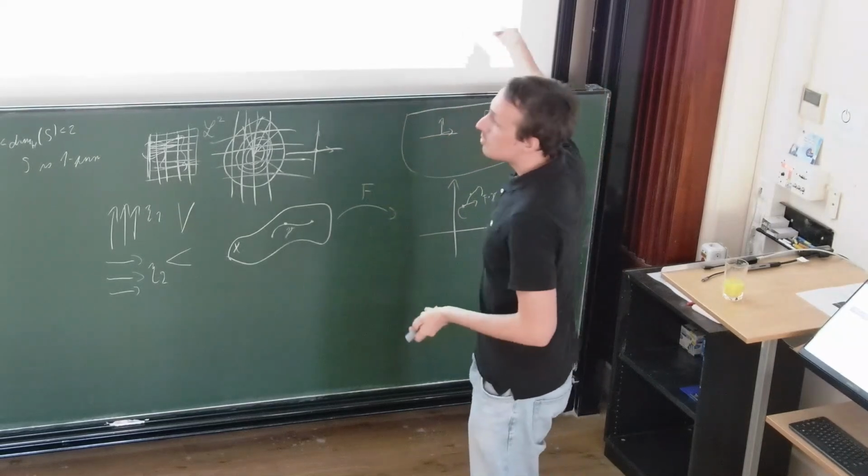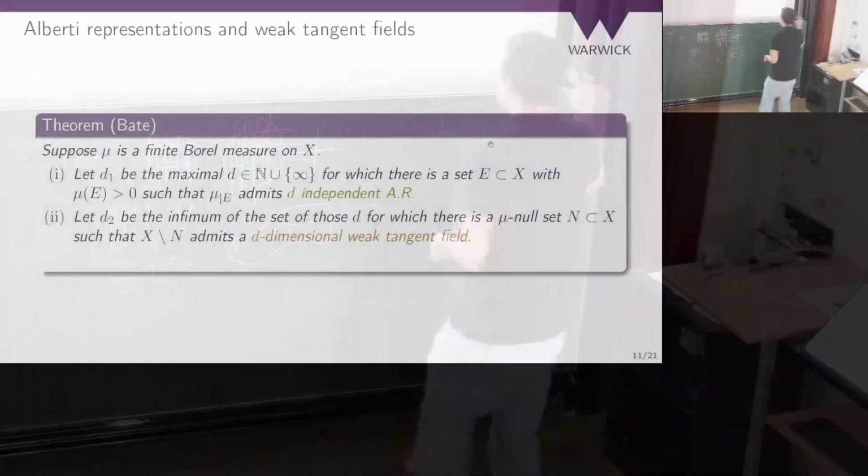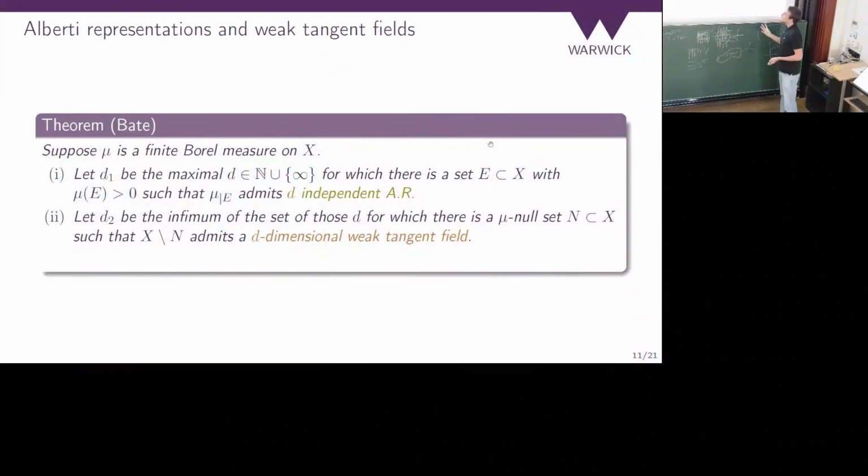And we can do the opposite, so we can take d2 to be the infimum of the set of those d for which I can forget a null set, and the remainder will admit a d-dimensional weak tangent field. So this is kind of similar to how you define the Hausdorff dimension of a measure. It's the least dimension of a full measure set, right? So here we're looking for the least dimension of a weak tangent field of a full measure set. And these guys are the same number.